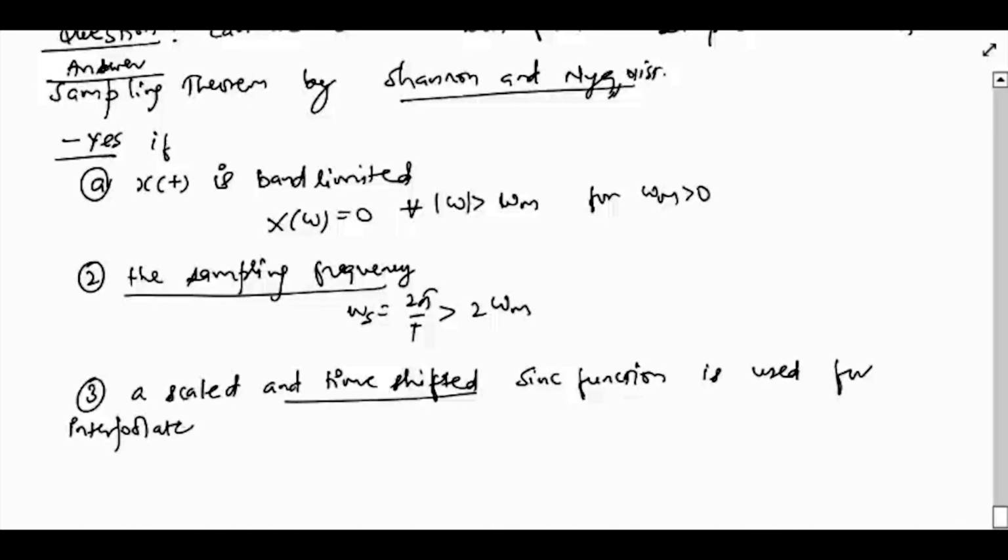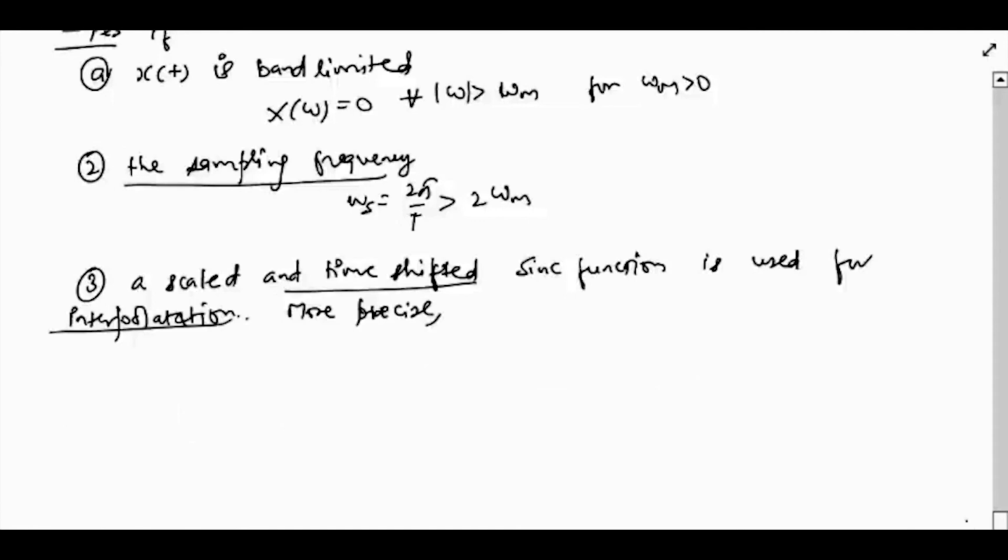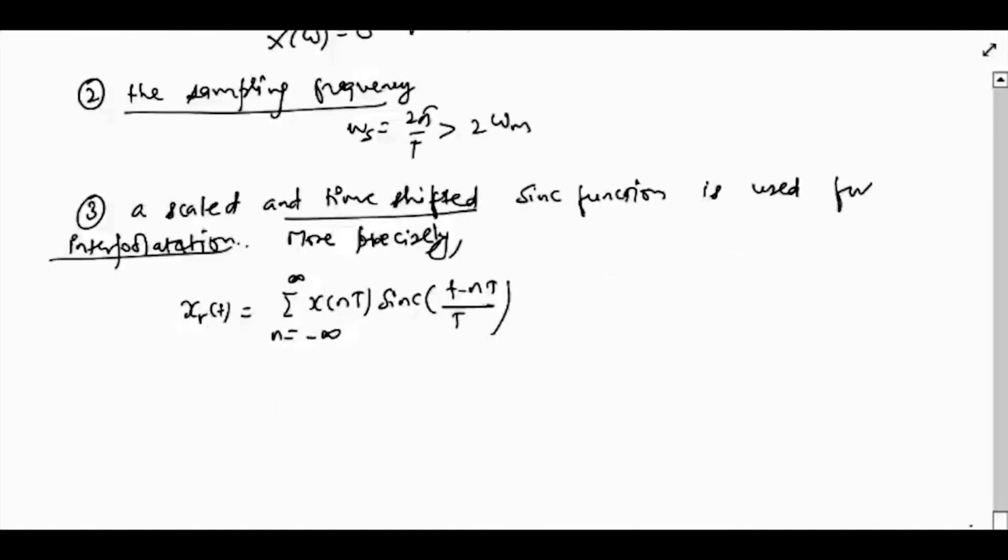More precisely, we obtain the interpolated signal, say x_r(t), as the sum over n equals minus infinity to infinity of x(nT) sinc((t − nT)/T). Okay, so this is a shifted as well as scaled sinc function.